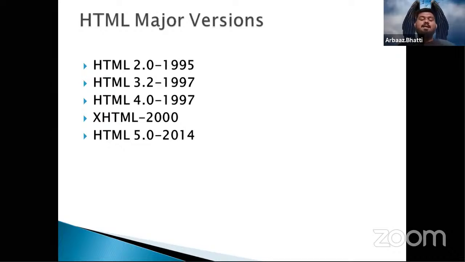The next one was HTML 4.0, which was published in 97. It includes all the things. It gave many access to the designers and the developers. It includes multiple things for developing the web pages, and multiple access was given by HTML 4, but still there was a limitation in HTML 4.0, which was addressed in XHTML, published in 2000.